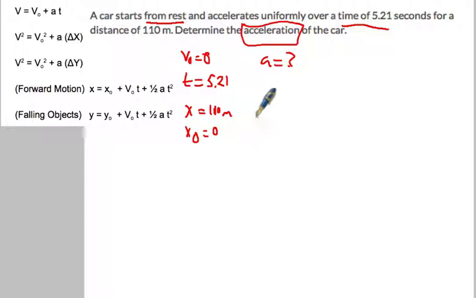So we need a formula. We have time. We have initial velocity. We don't know how fast it was going at the end, though. So I can't use this formula. So I got to use probably one of these two. So let's map it out.